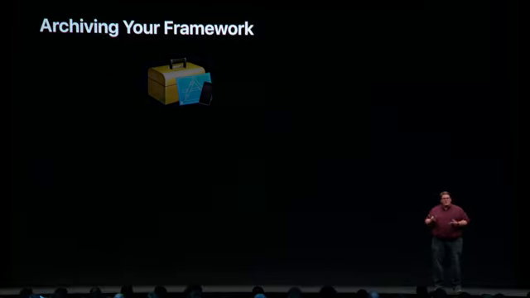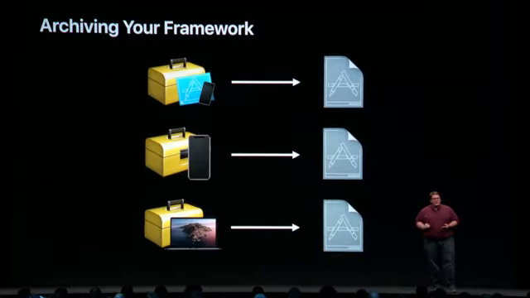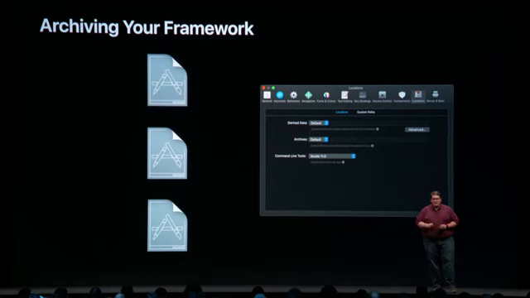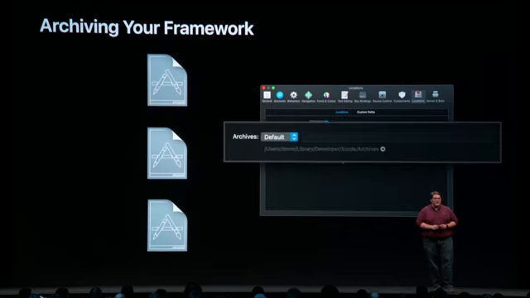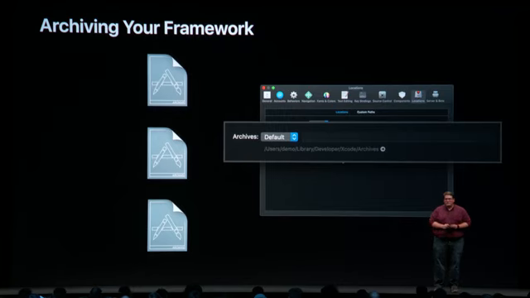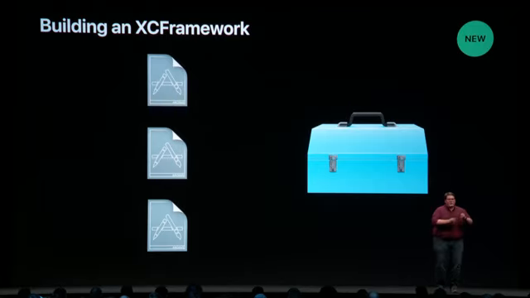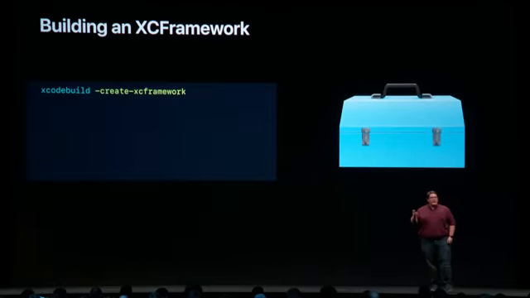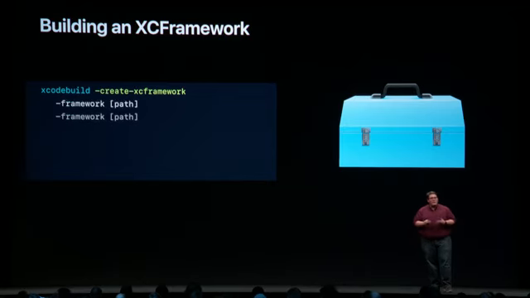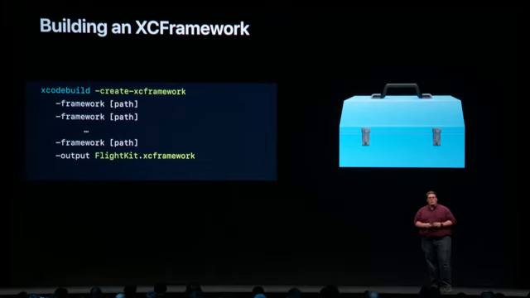So by doing this, you'll be building archives of each variant of your framework. And those will be available in the Archives directory in the Xcode Locations tab in the Preferences window. Once you've built these archives, you can extract the frameworks and bundle them up together in one XCFramework. And to do this, you'll run the xcodebuild -create-xcframework command. You'll pass in the path to each framework on disk, and then provide a path that you'd like the output XCFramework to be output to.